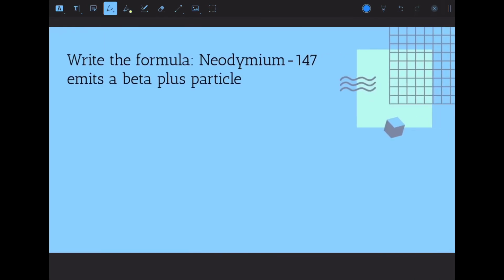This one is beta plus. I'll go ahead and show you right now what beta plus is. And I want you guys to see if you can do this on your own. So go ahead, pause the video, give this one a shot.